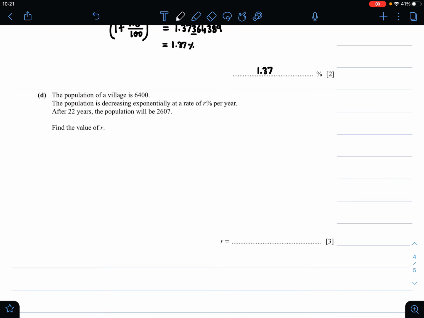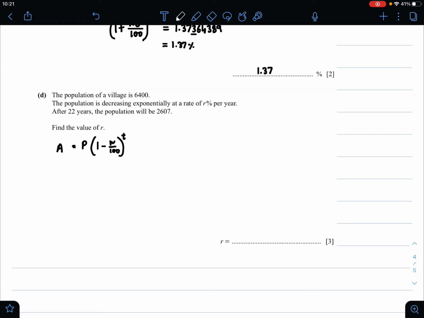So for part D, they are asking us to find the value of R, and they are telling us the population of a village is 6400. The population is decreasing exponentially. So exponentially meaning we have to use the formula of compound interest, but it is decreasing. So instead of 1 plus the rate, we will do 1 minus the rate divided by 100, raised to the number of years, that is 22 years, because they are saying after 22 years the population will be the following. So this is the formula, and now let's input all the values that we know.